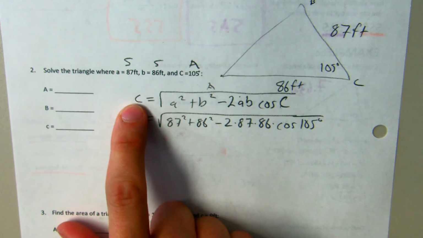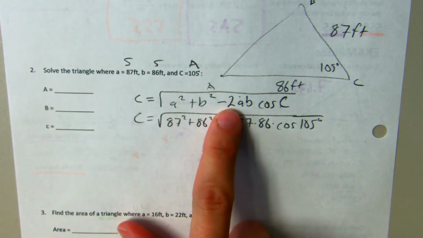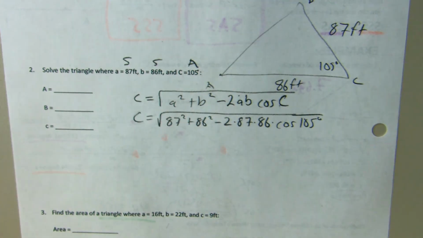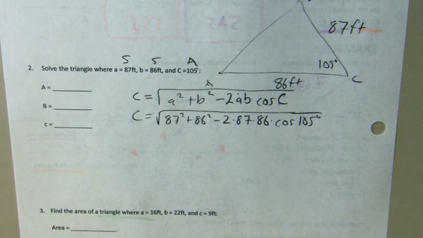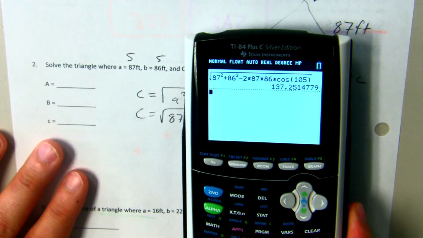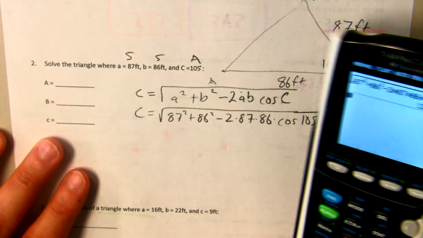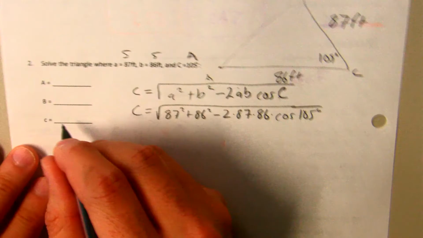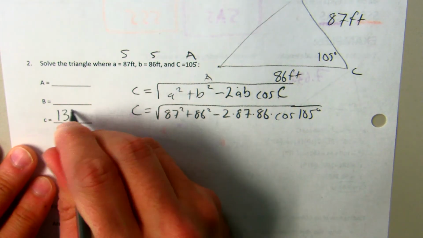Now you can say that this is C squared equals all of this stuff, and then just do the square root at the end. I like to do it at the beginning though, so that I don't forget if I don't. So if I type it in just like it looks, it is about 137.241.